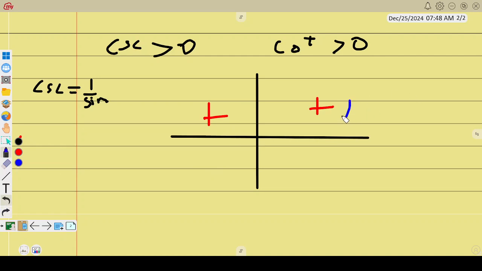So tan is positive here and here. So the answer is first quadrant. Okay, so let me add another one. Yeah, so you've understood here.